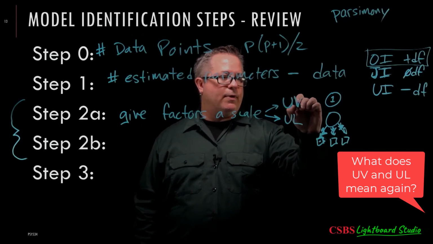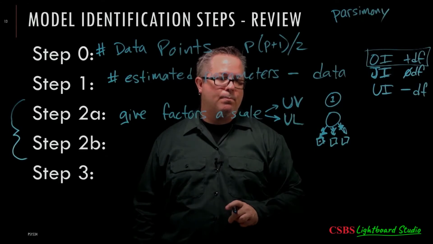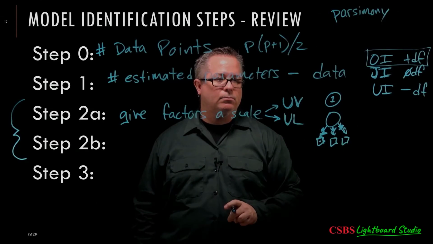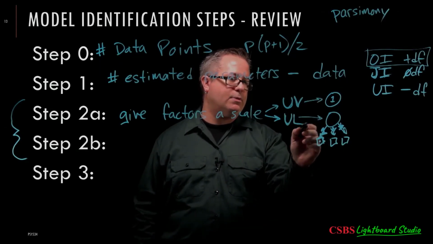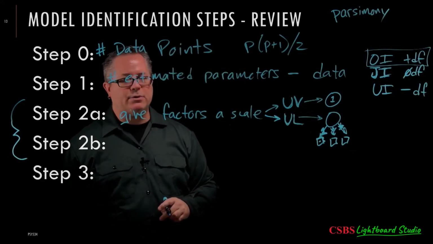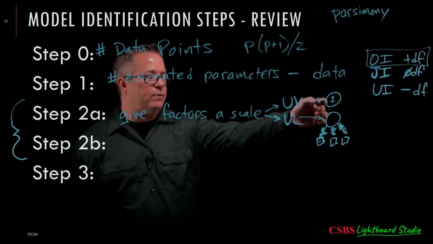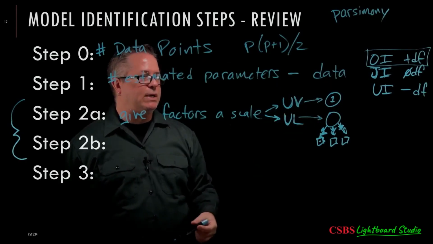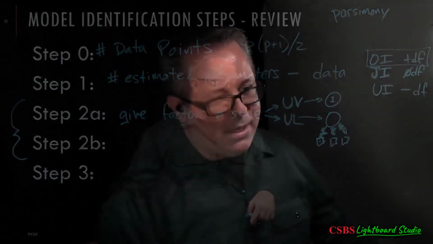So unit variance or unit loading. Right, so this refers to unit variance, that refers to the unit loading. I think it's sometimes called unit indicator or something like that too. But so that's cool. So now we're making these factors sort of exist. We're bringing them to life, right? What's 2B?